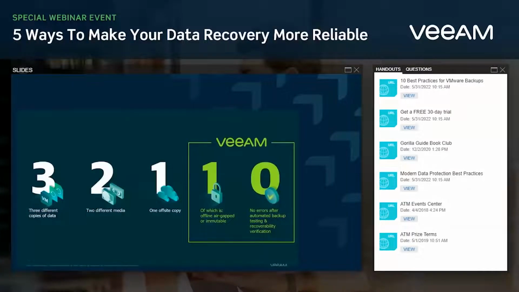Okay, and then another best practice. This is pretty familiar for everyone, I'm sure. The 3-2-1 rule: having 3 different copies of data on 2 different media types, one of those being offsite. Veeam, highlighted on the right, takes this a little bit further. We suggest a 3-2-1-1-0 rule. So adding in one copy which is offline, air-gapped, or immutable, so that it can't be tampered with, and in addition, no errors after automated backup testing and recoverability verification. So adding in that immutability, adding in that testing factor to ensure that you have the right reliability when you get to recovery. And we're going to dive a little bit deeper into immutability and testing in a little bit too, to give you some more details on that.